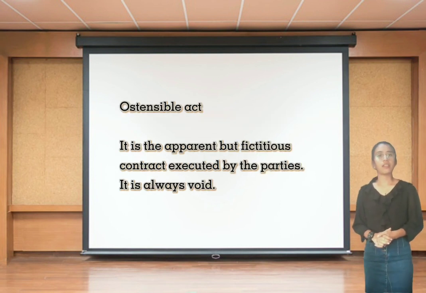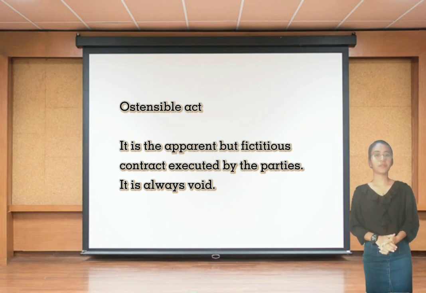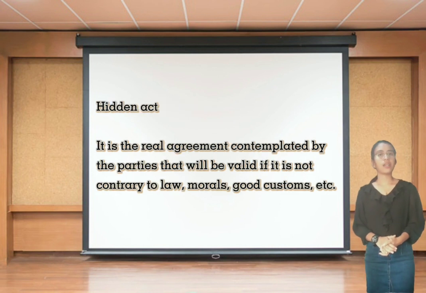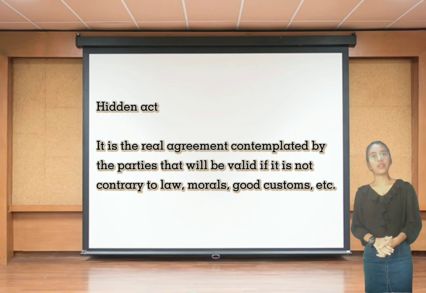Ostensible act is the apparent but fictitious contract executed by the parties, and it is always void. And the second one is the hidden act. It is the real agreement contemplated by the parties that will be valid if it is not contrary to law, morals, good customs, etc.